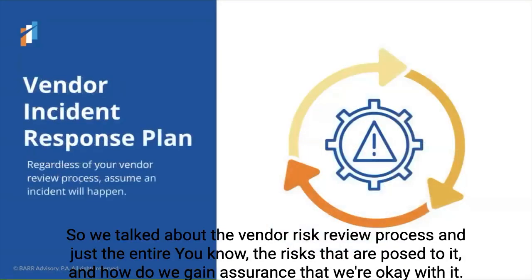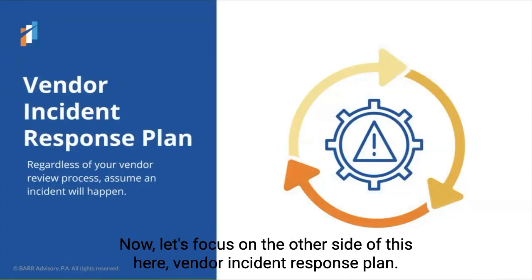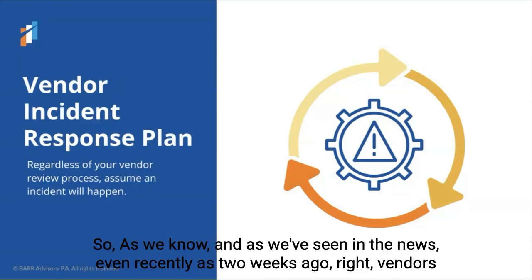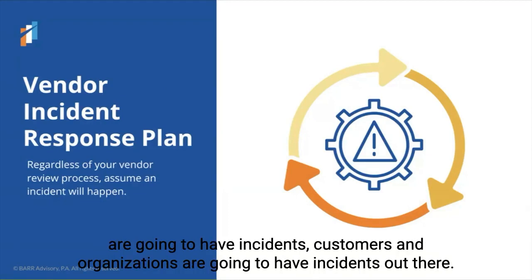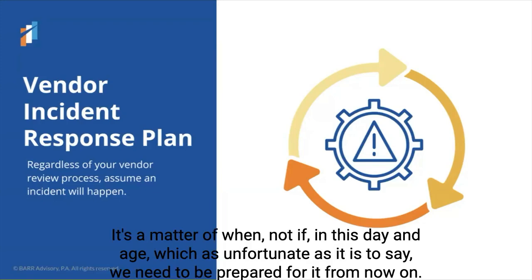So we talked about the vendor risk review process and the risks that are posed, and how do we gain assurance that we're okay with it. Now let's focus on the other side of this here, vendor incident response plan. So as we know, and as we've seen in the news, even as recently as 2 weeks ago, right, vendors are going to have incidents. Customers and organizations are going to have incidents out there. It's a matter of when, not if, in this day and age, which is unfortunate to say, and we need to be prepared for it from now on.